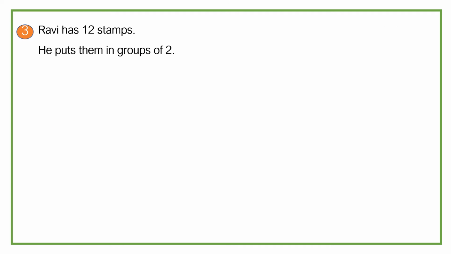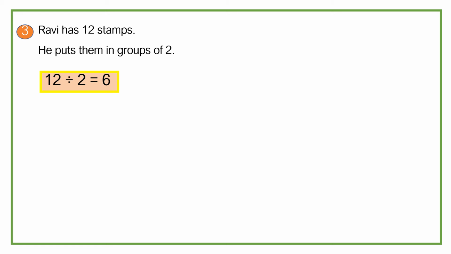In part 3, Ravi has 12 stamps. He puts them in groups of 2. Now, student, I want you to pause this video and try out. Think, if Ravi has 12 stamps and he puts them in groups of 2, how many stamps do we have in each group?